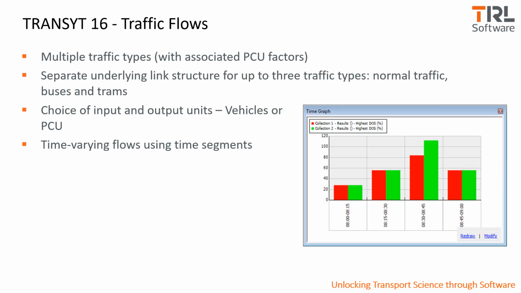Additionally, with traffic flows, you have multiple traffic types, each associated with PCU factors. Buses, trams, and normal traffic is normally the 3 that you use. They're in a separate underlying link structure, but share the same capacity through the network. You also have a choice of input and output units, vehicles or PCUs, and you have time varying flows, which I think was mentioned earlier, but here's an example of one of the graphs from Transit showing you results across different time frames on here.